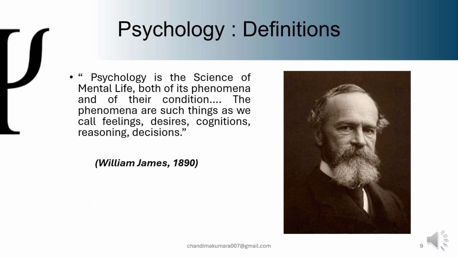Psychology has been defined in various ways throughout history. One influential definition comes from William James, often regarded as the father of American psychology. James defines psychology as the science of mental life, both of its phenomena and of their condition. The phenomena are such things as we call feelings, desires, cognitions, reasoning, decisions. This definition emphasizes the scientific study of mental processes and their underlying conditions, encompassing a wide range of phenomena such as emotions, thoughts, perceptions, and decision-making.